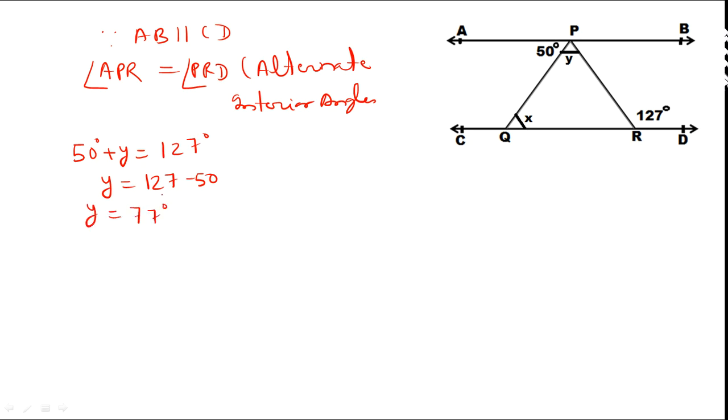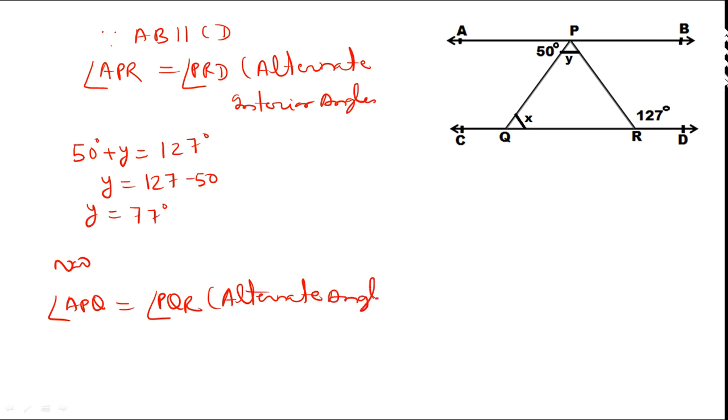We have already calculated y. Now the value of x. This is very simple. Now let me write once again. Angle APQ, just see in the diagram, is equal to PQR. Why? Same, alternate interior angles. Alternate interior angles are equal. APQ is equal to PQR, right? And the value of APQ is 50 degrees, and the value of PQR is x. It means x is 50 degrees.